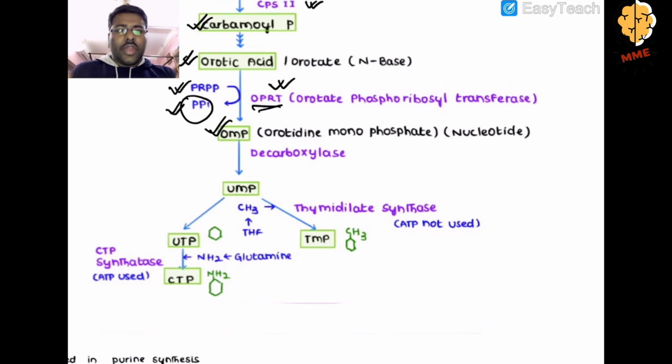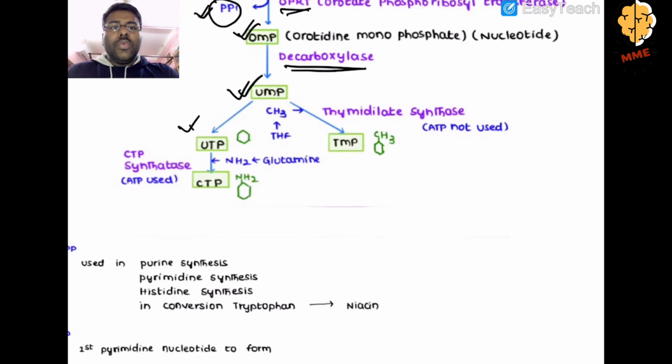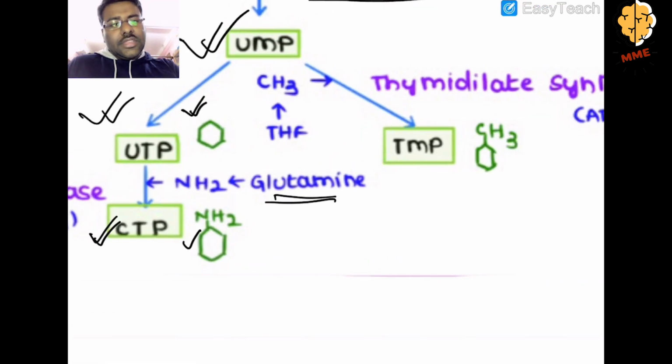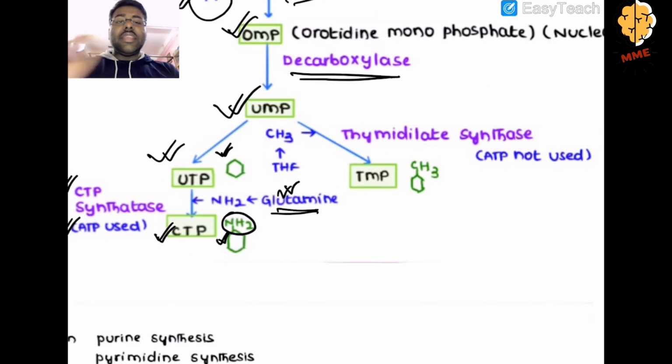OMP is a nucleotide. What is the name? The name is orotidine monophosphate. After decarboxylation of orotidine monophosphate, UMP is formed. After UMP, UTP is formed, and the enzyme CTP synthetase acts here; from glutamine, an NH2 group is added, one ATP is used, and CTP is formed. This is the UTP and this is the CTP. Glutamine gives the NH2 group.